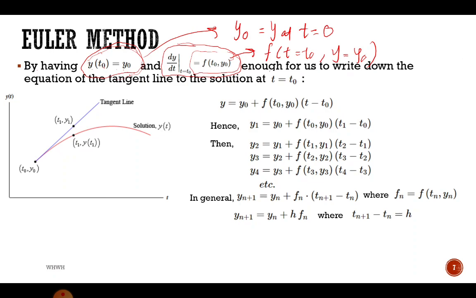Okay, coming back to this. We know f(t naught, y naught) is the derivative dy over dt at t equals 0. If you remember in Engineering Maths 1, at the beginning of derivatives, we learned about first-order differentiation, or the definition of the derivative, where the derivative is actually the slope of the tangent line.